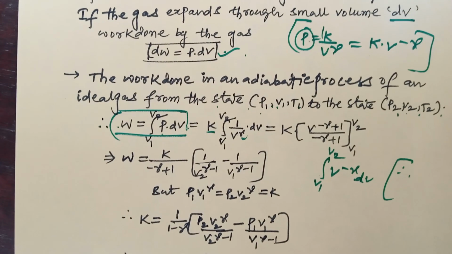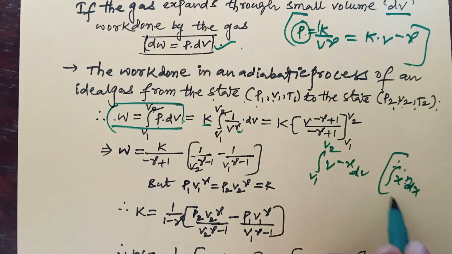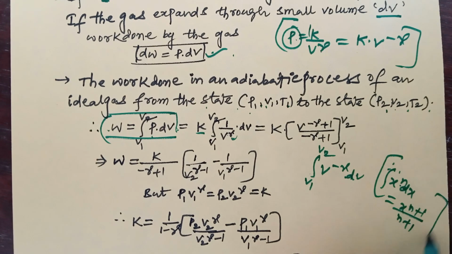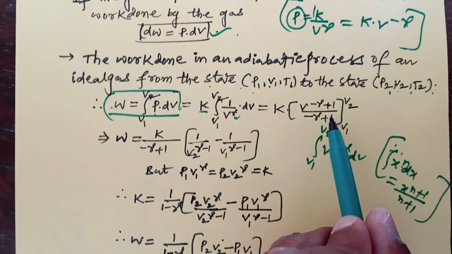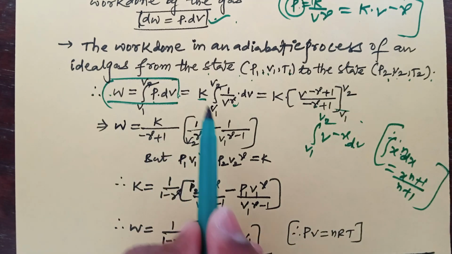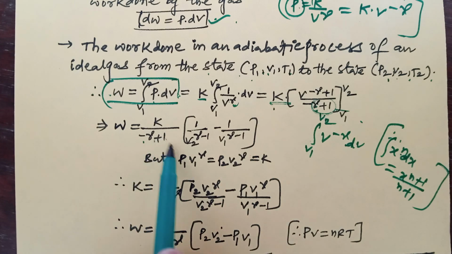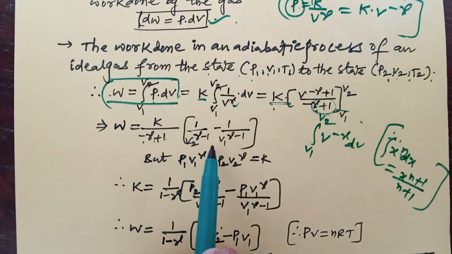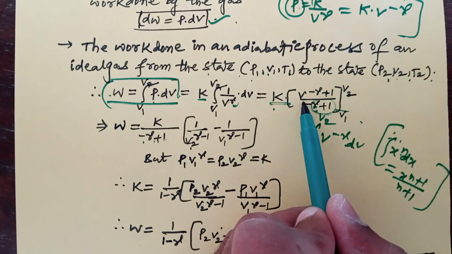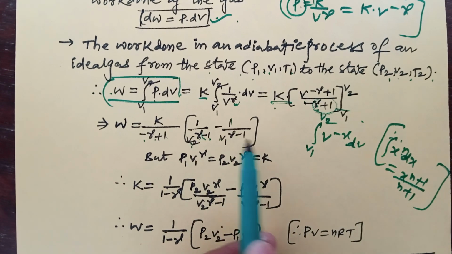Using the integration formula, the integral of x^n dx is x^(n+1)/(n+1), we can easily find the answer: V^(-gamma+1) / (-gamma+1). Taking this term outside, we get 1/(1-gamma) times, with the limits V1 to V2 substituted, V2^(1-gamma) minus V1^(1-gamma), which can be written as V2^(gamma-1) and V1^(gamma-1) in the denominators.